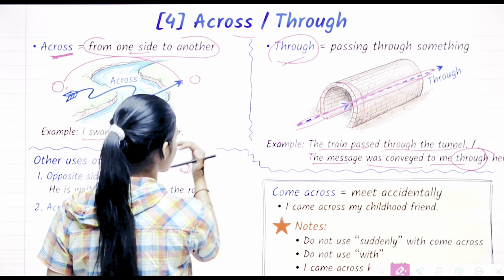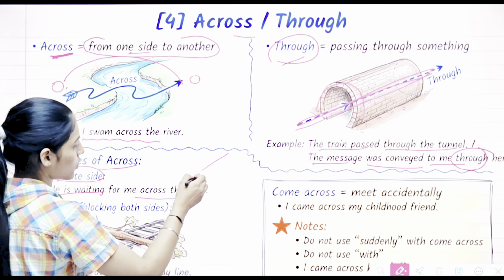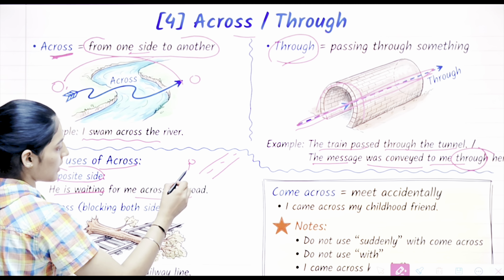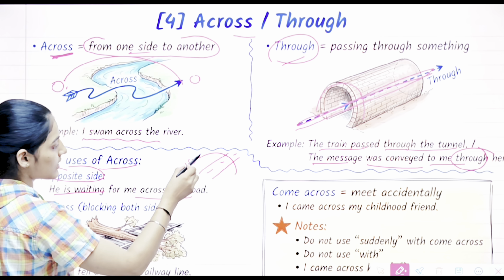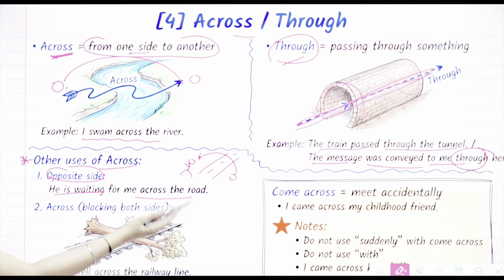All right. Now here we have some other uses of across. One meaning we have is opposite side. For example, he is waiting for me across the road. Means there is a road, and across that road the person is waiting for me. Like this side, and I am here. Across the road. Opposite side.